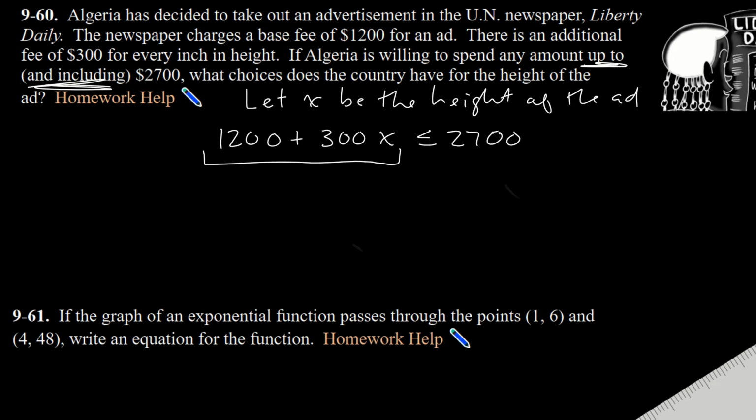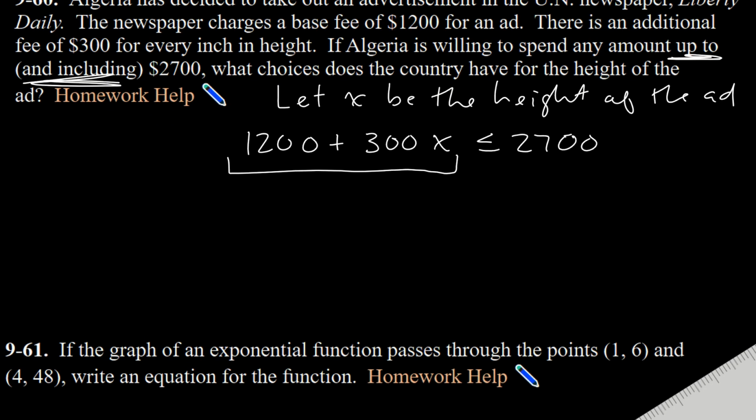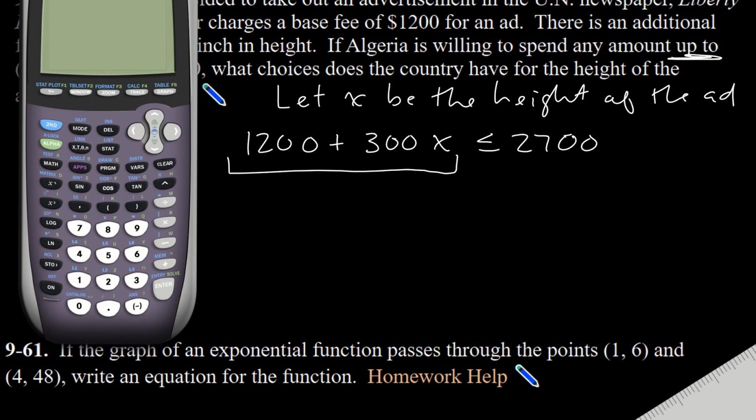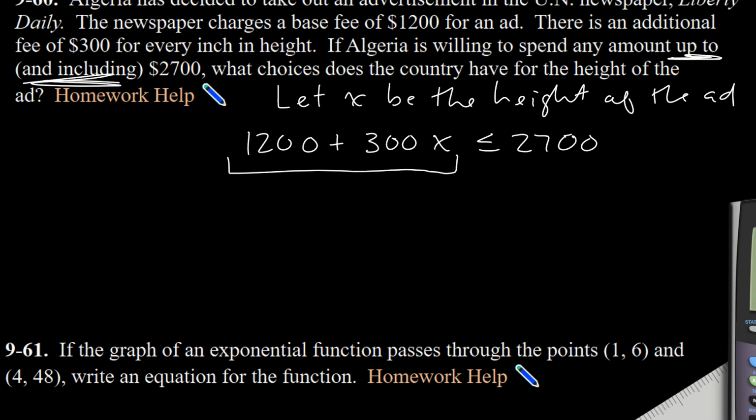So if I want to solve this inequality, I'm going to subtract 1,200 from both sides and divide by 300. So I've got $2,700 minus $1,200. And then I'm going to take that and divide it by $300. And I get 5. So that means that X has to be less than or equal to 5.